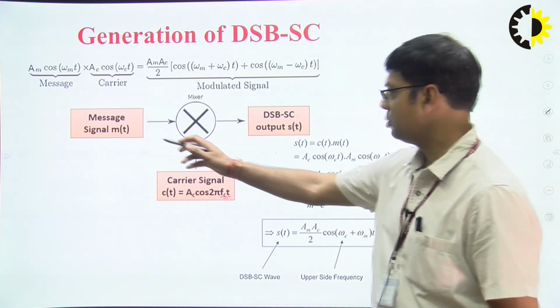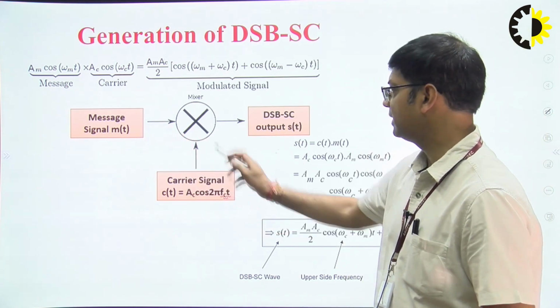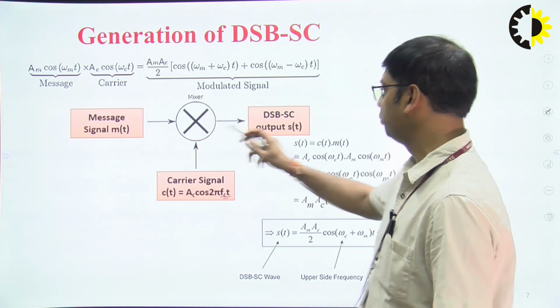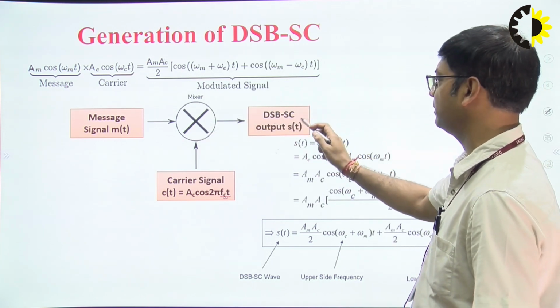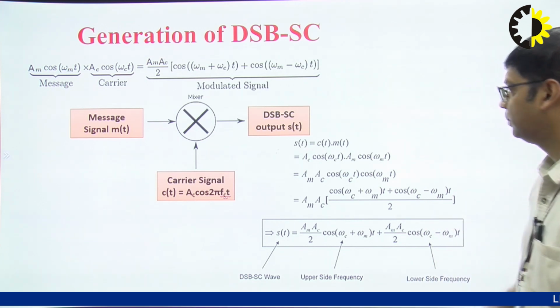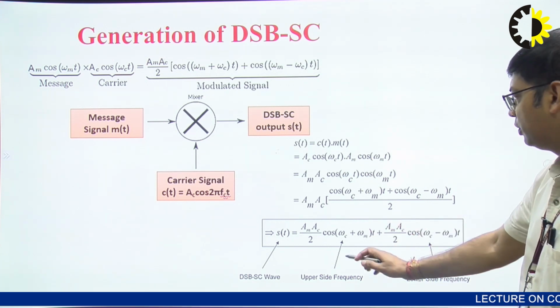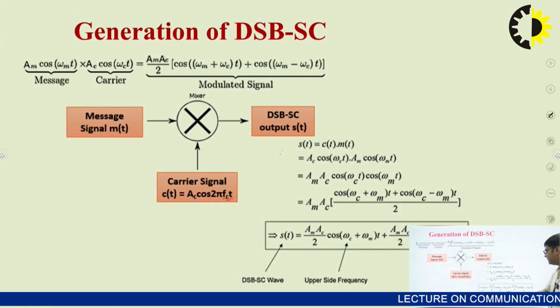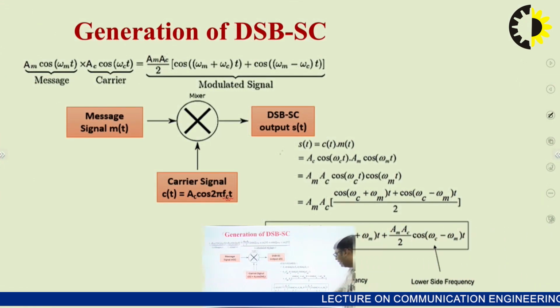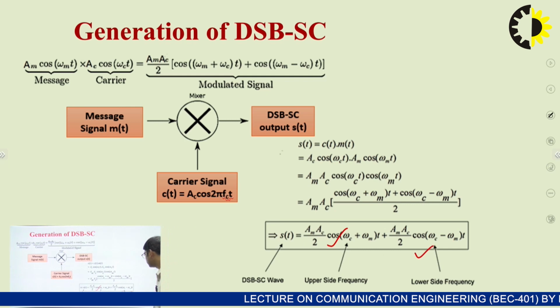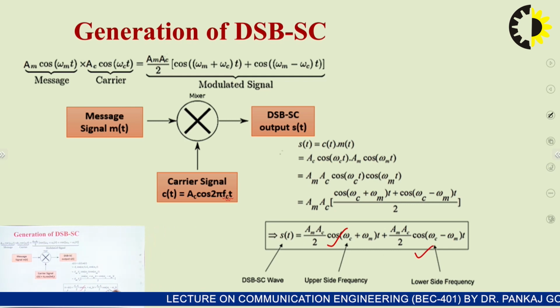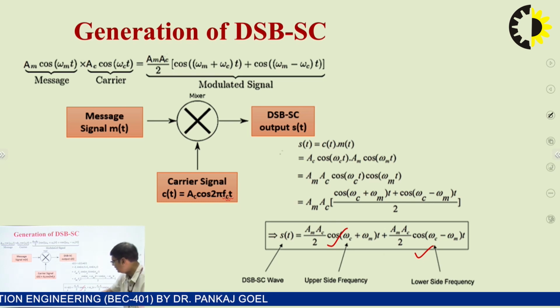Here we have a modulating signal and a carrier signal, and we know that the product of these two will give us the double sideband suppressed carrier output, which is expressed as two components, the upper sideband and lower sideband, with frequencies Fc plus Fm and Fc minus Fm. Together this is denoted as the double sideband suppressed carrier wave.